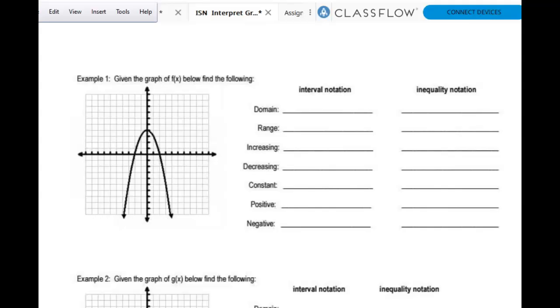So first of all, look at this function. Is it a function? Yeah. And how do I know it's a function? What does it have? The vertical line test, right? So yes, this is a function.